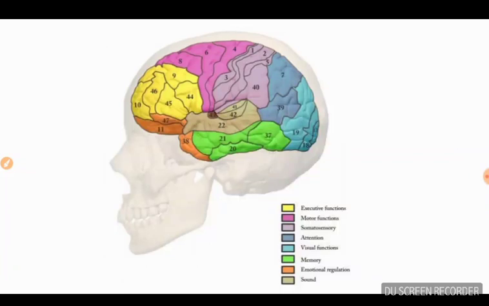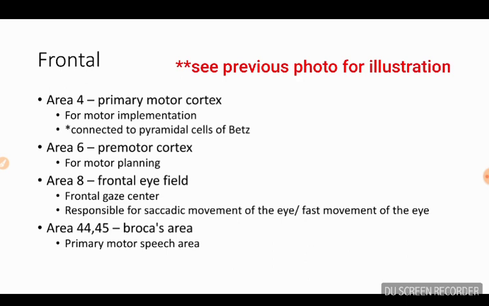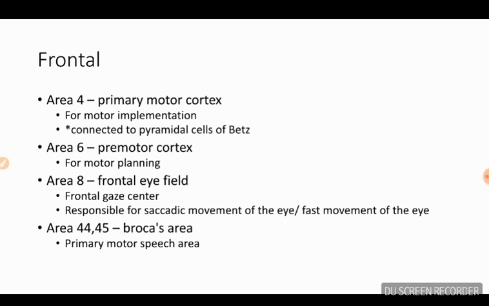Next, let's talk about the Brodmann areas. You have a total of 52 Brodmann areas, but let's focus more on the important areas only. So first, on the frontal lobe, you have your area 4, which is also known as the primary motor cortex, responsible for our motor movement.